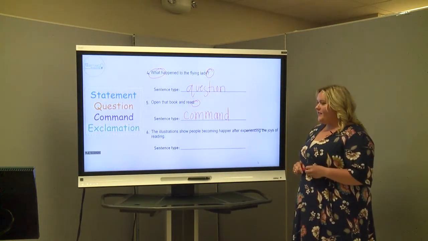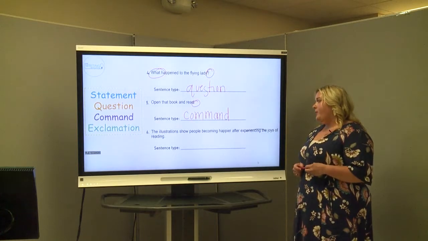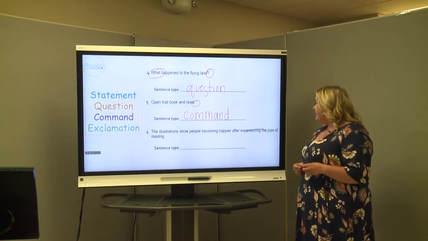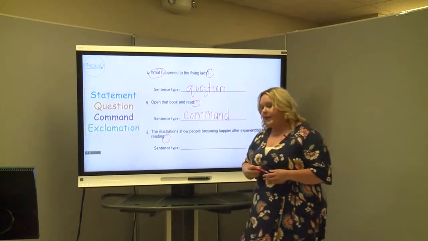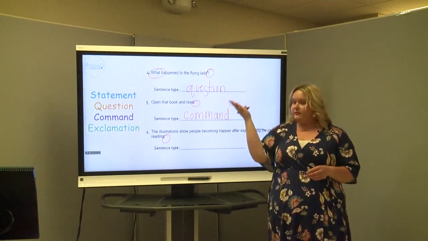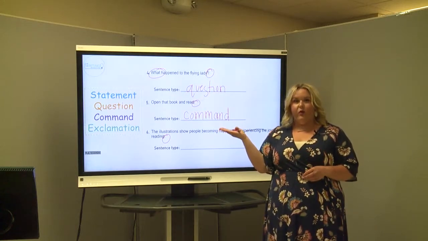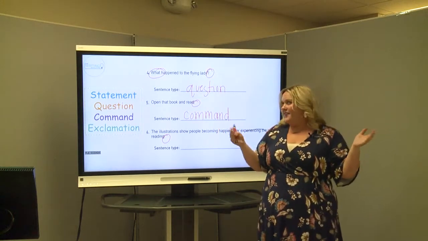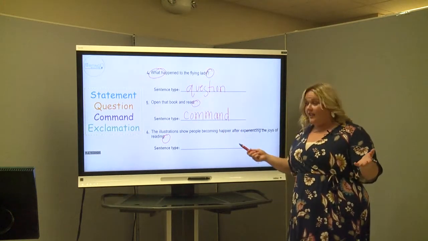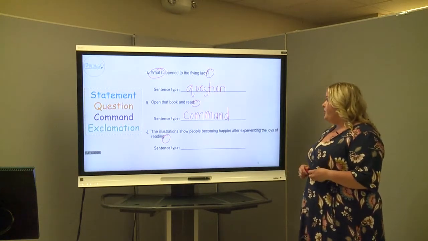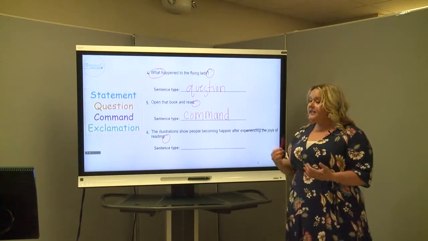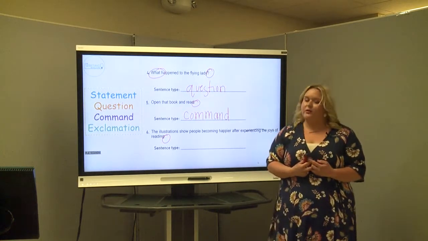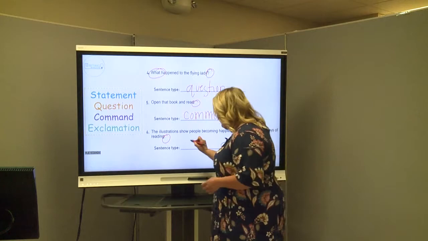And our last one, number 6. The illustrations show people becoming happier after experiencing the joys of reading. So I'm going to circle my punctuation. It's a period, which means it can be what? A statement or a command. Very good. Well, let's read our sentence again. The illustrations show people becoming happier after experiencing the joys of reading. Well, that sentence didn't tell me to do anything, so it's not a command. It's simply a statement.